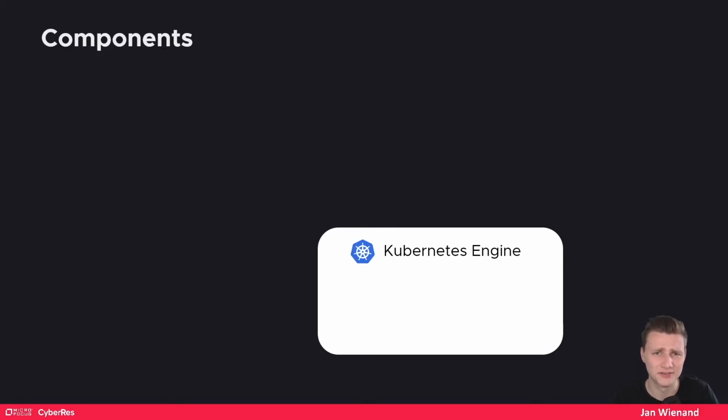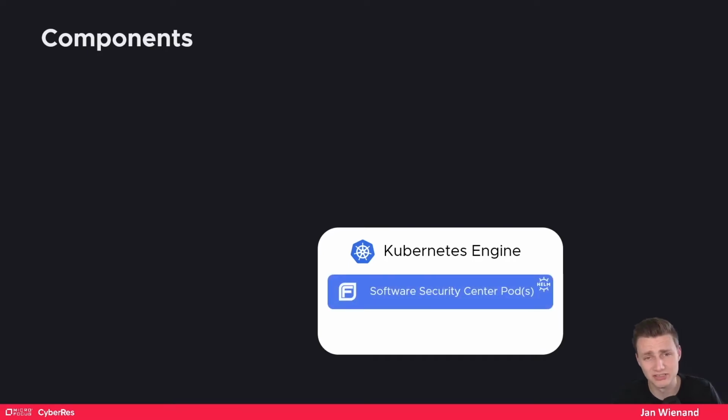It doesn't matter if you want to install it on your local machine, or if you want to use some service like AWS, Azure, or, as in our case, gcloud. So you need some kind of Kubernetes engine with at least one node, of course, where you can run the Software Security Center pod. And that is actually the next step. Our goal is to run the Software Security Center pod or pods using Helm. This is the main goal, but to do this, we need some other things inside of our Kubernetes space.